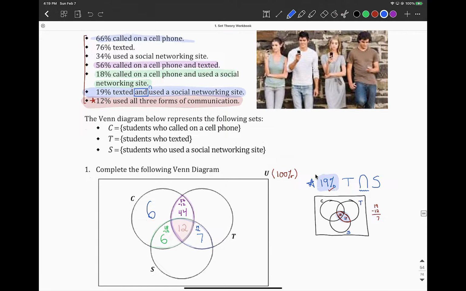66% calling on a cell phone is talking about the entire circle called cell phone, which already includes 3 separate percentages. And as I break this down, it says 66 minus the 44, minus the 12, minus the 6 that I've already accounted for. That leaves me with 4. Yeah, that's only 4% of people only called on a cell phone.